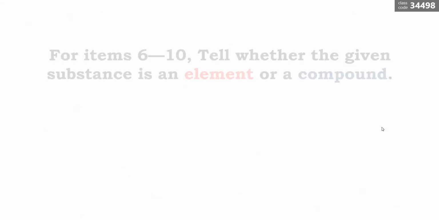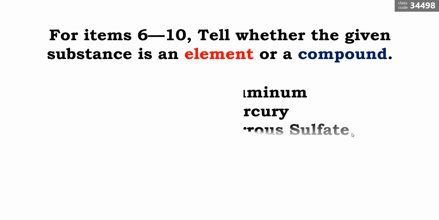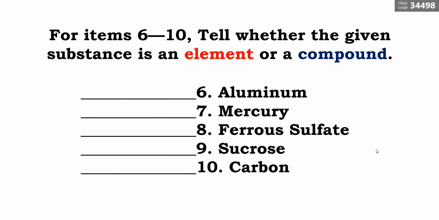Okay, so let's proceed with items 6 to 10. You're going to tell whether the given substance is an element or a compound. Here we are. Okay, for number 6, aluminum. What do you think? Is it an element or a compound? Okay, so let's reveal. It is element. Very good. How about mercury?